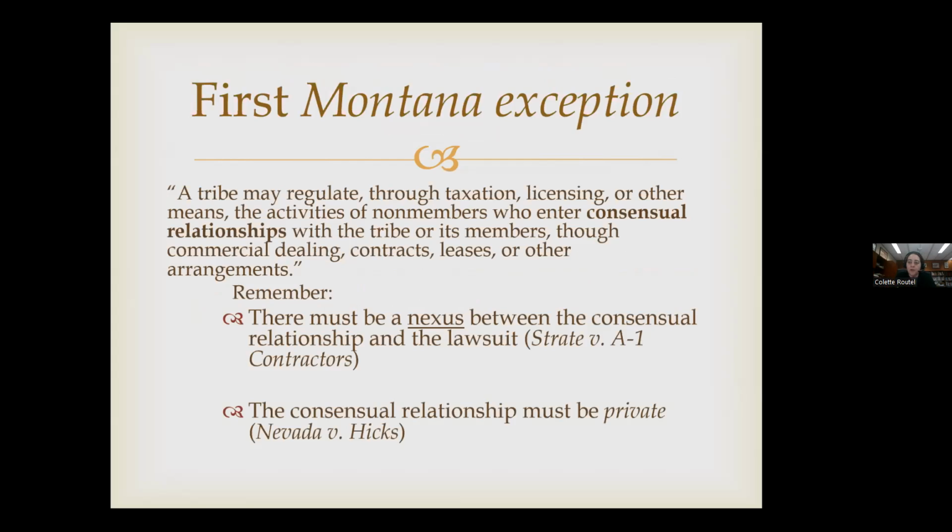And the first exception that the court articulated here was to say tribes can't exercise jurisdiction over non-Indians unless there's a consensual relationship between the tribe or a tribal member and that non-Indian. And it gave examples, commercial dealing, contracts, leases, or other arrangements. Importantly, there has to be some sort of nexus or connection between the consensual relationship you're talking about and the lawsuit that's being brought. And it has to be a private consensual relationship. So I'm going to give you two examples to make this a little bit easier.